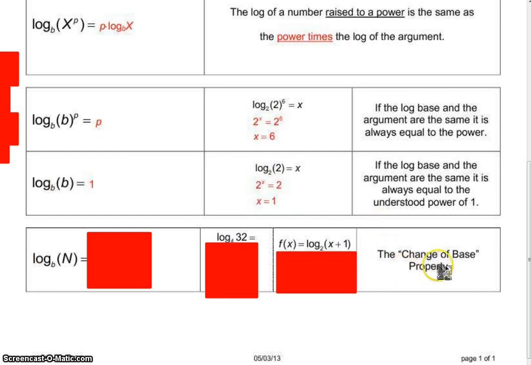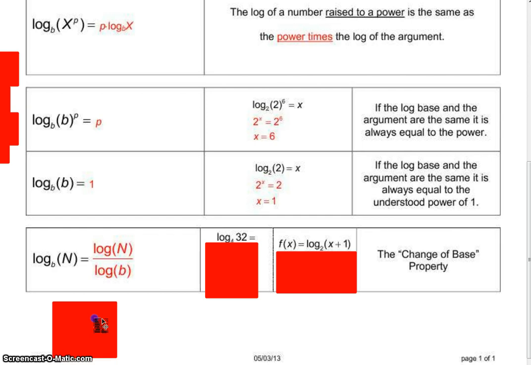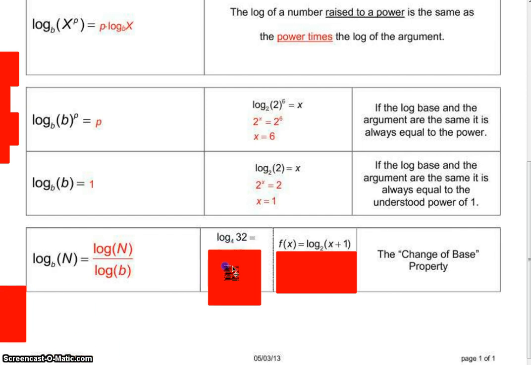And then there was the change of base property. Log base b of n, you can change it if you turn it into a fraction or division. It becomes log of n over log of b. So log base 4 of 32 becomes log of 32 over log of 4, which you could put in your calculator and it would give you 2.5.